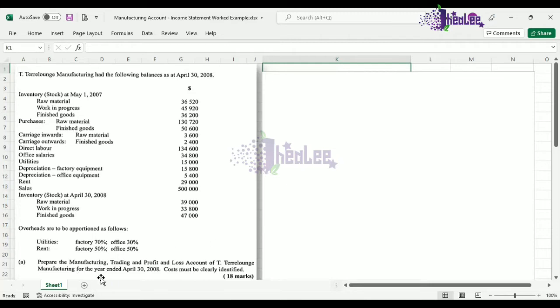What you're asked to do is to prepare the manufacturing, trading, and profit and loss account of Tea Terra Lounge Manufacturing for the year ended April 30, 2008. Your costs must be clearly identified. What costs are we talking about? Costs such as cost of raw material consumed, prime costs, factory overhead costs, your production costs. Those must be clearly identified.